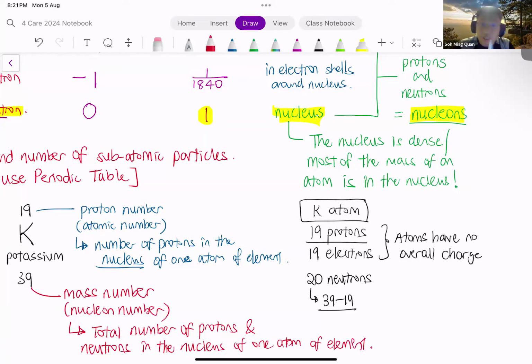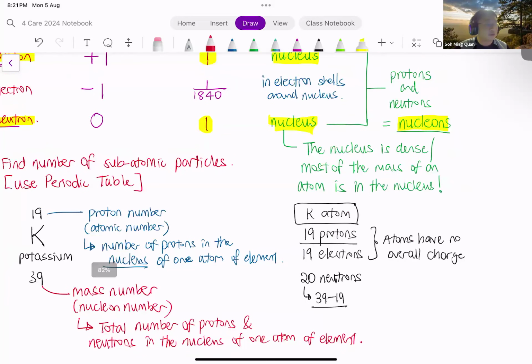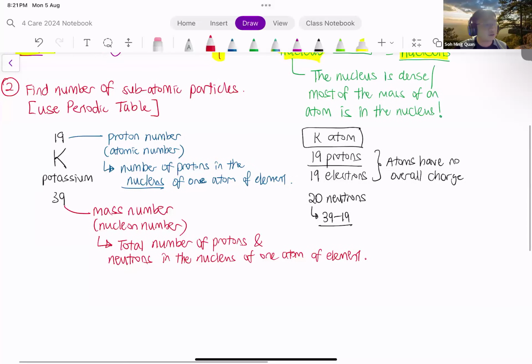Okay, you will need to know these definitions. You will need to be able to define atomic number, define nucleon number as well. Okay, so nucleon number is the total number of protons and neutrons. Therefore, to find the neutrons only, we will take the nucleon number minus the proton number. So 39 minus 19 gives you 20. Okay, so that's how we can make use of the periodic table to find the number of subatomic particles.